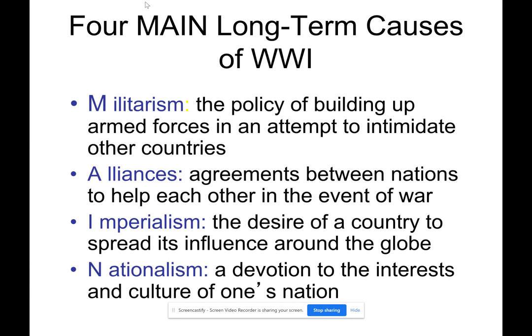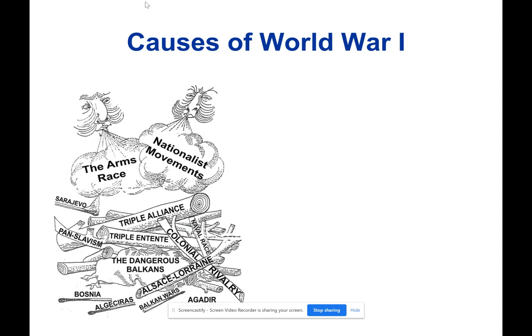Nationalism is devotion to the interests and culture of one's nation. Nationalism can be positive, and it can also be super negative. And in this sense, nationalism, or devotion to the interests of one nation, can lead to xenophobia and pretty much feeling the need to civilize or conquer another nation, to have it kind of morph into your culture as well, like westernization.